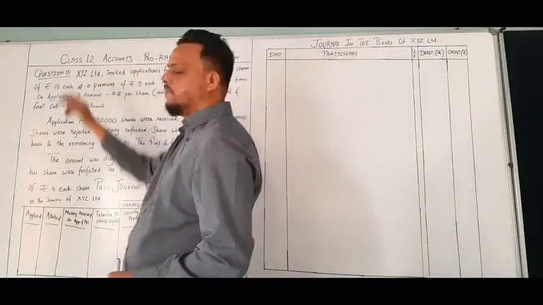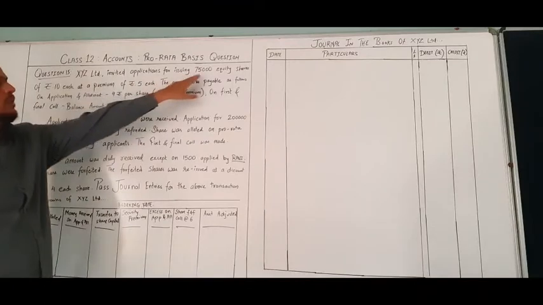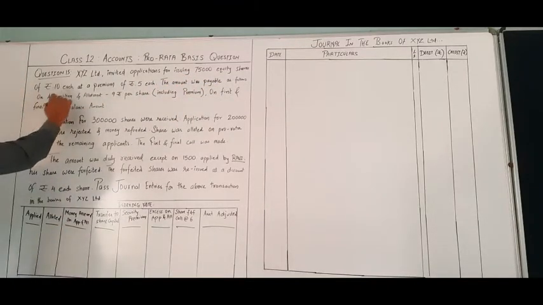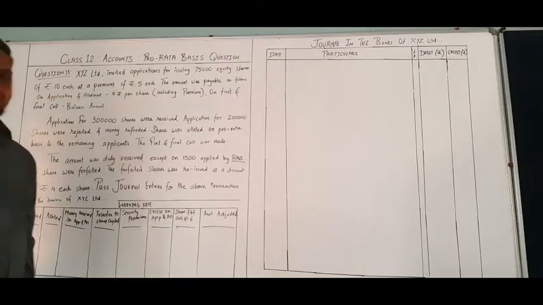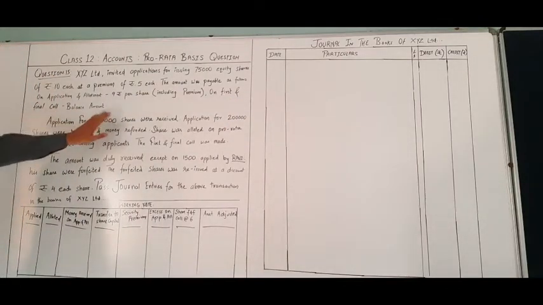Question number 15. In this question it has been mentioned that XYZ Limited invited applications for issuing 75,000 equity shares of rupees 10 each at a premium of rupees 5. The amount was payable as follows: on application and allotment, 9 rupees per share including premium; on first and final call, the balance amount.